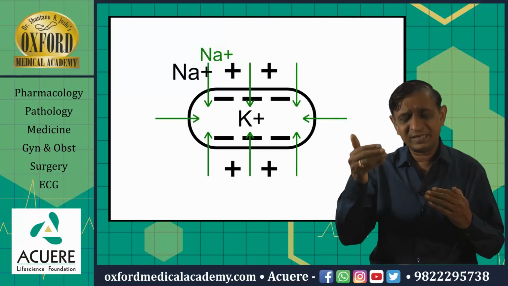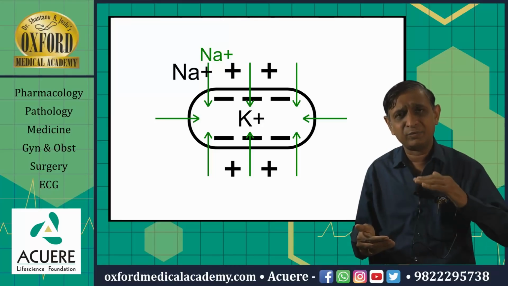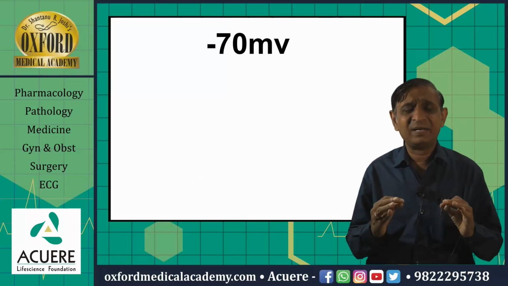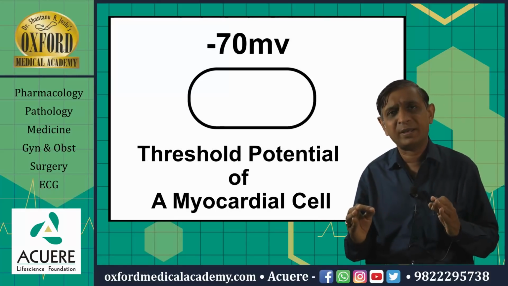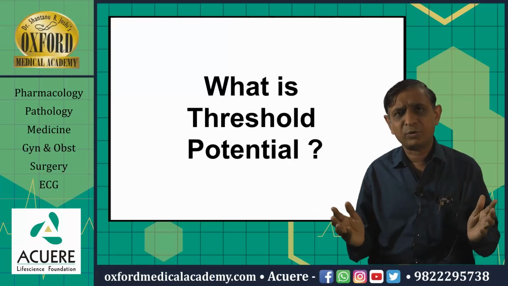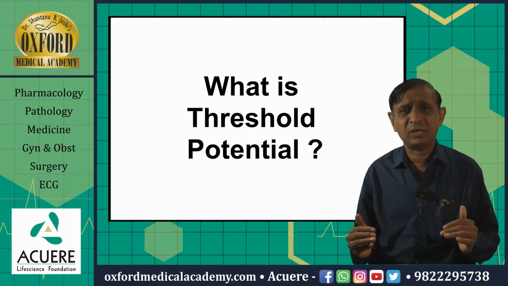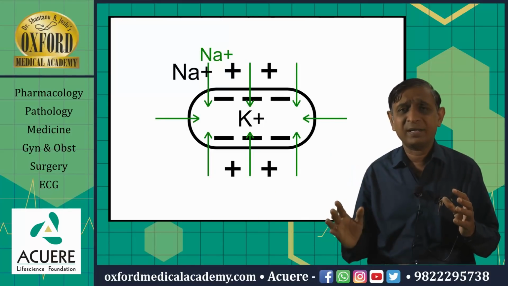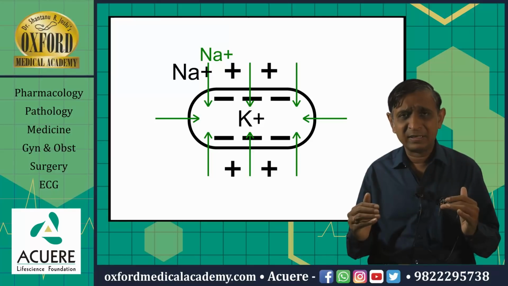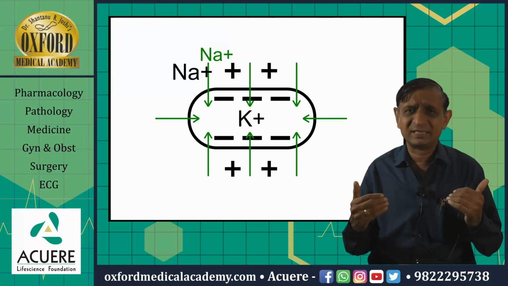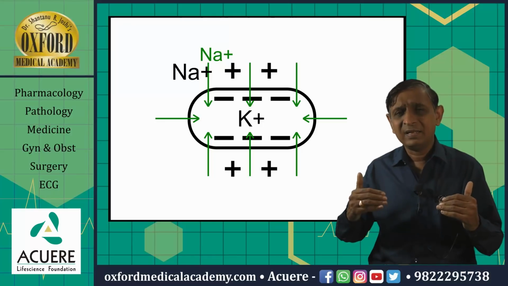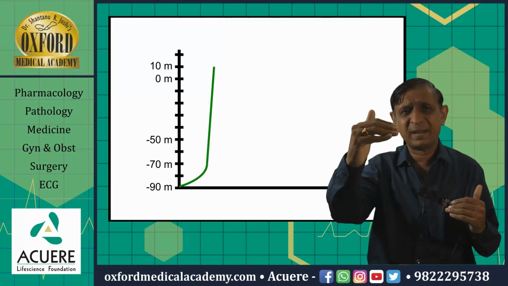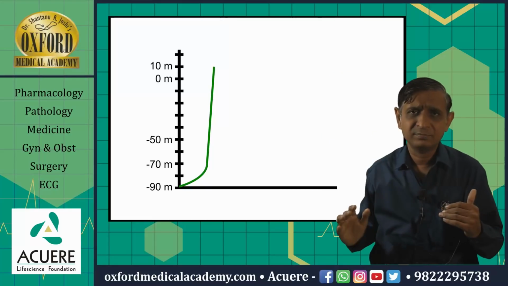Now, as some sodium is entering the cell and electronegativity of the cell is reducing, it will come down to minus 70. Minus 70 is known as the threshold potential of a myocardial cell. What is the threshold potential? Threshold potential is a potential at which many voltage gated sodium channels open at a time. And suddenly, much sodium enters the cell. As much sodium is entering the cell, the electronegativity reduces to minus 60, minus 50, minus 40, minus 30, minus 20, minus 10, 0 and goes to plus 10.